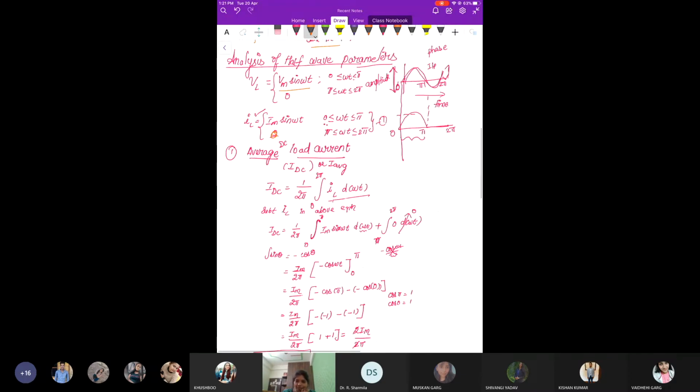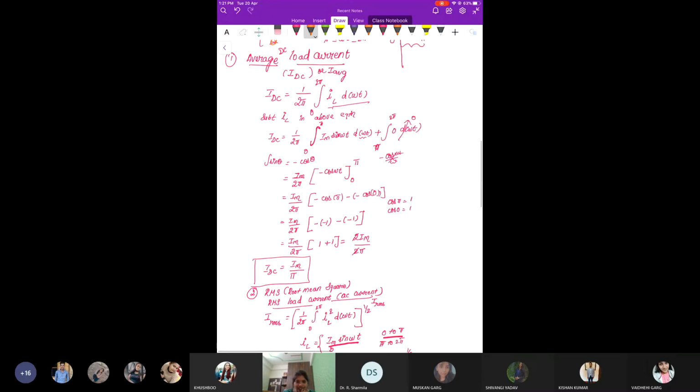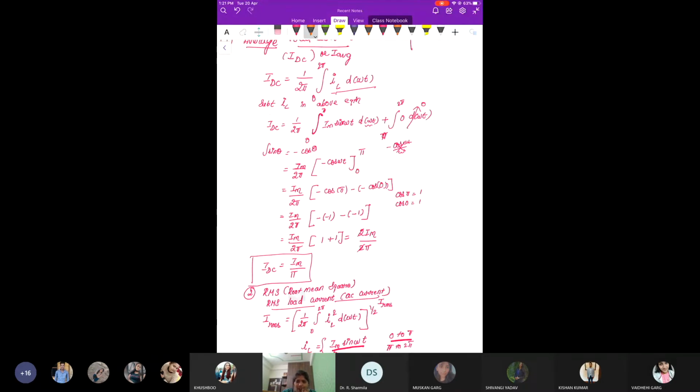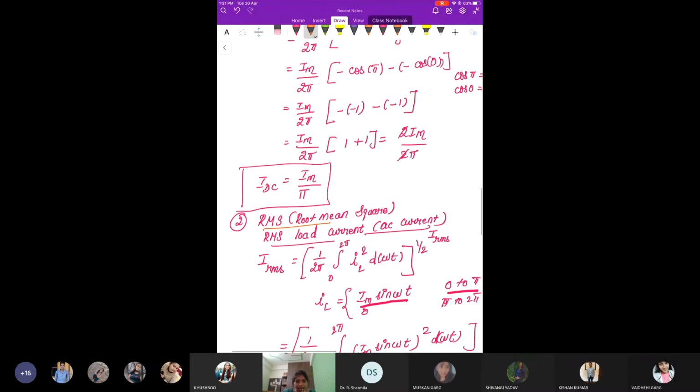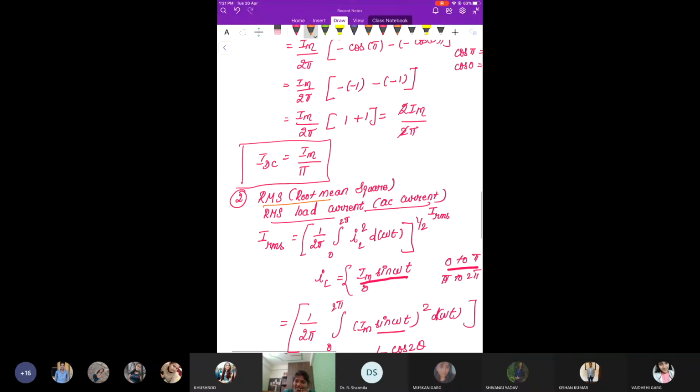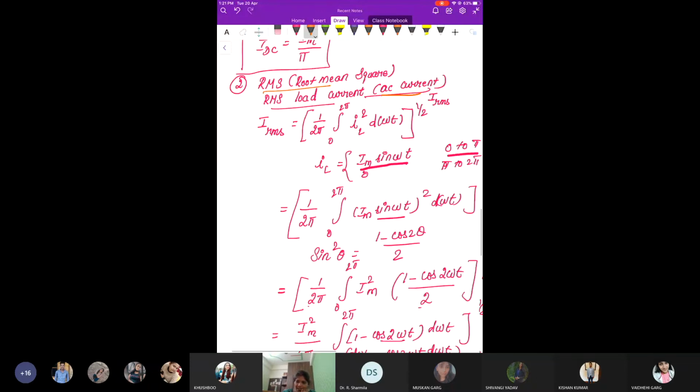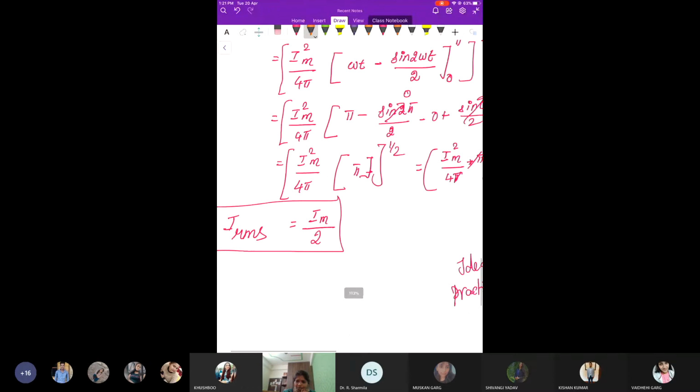Last class I explained how to measure the average load current. Okay, so the value of average DC load current is Im by pi. Then I explained the meaning of root mean square value, and how to measure the AC current also. So your IRMS you got is Im by 2.